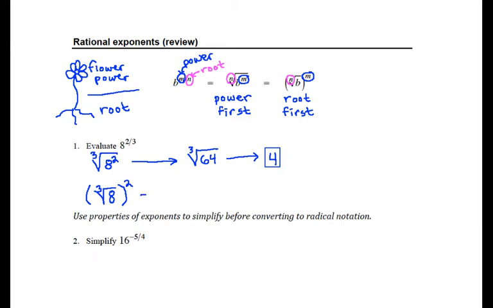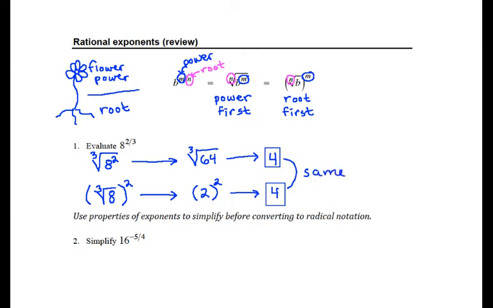In the second example, I would take the cube root of 8 first, which gets me 2. That cube root of 8 is still inside these parentheses that are applied to the second power, and 2 squared gets me 4. So we can see from this example that it doesn't matter what order you do them in, you'll get the same result.